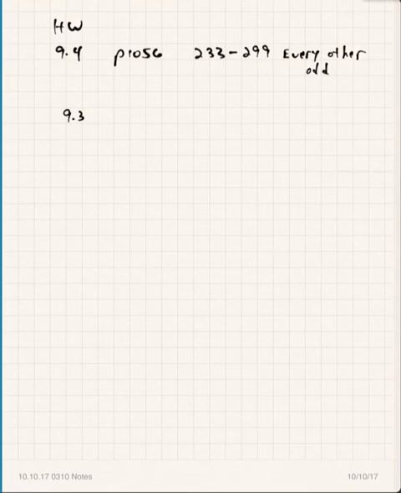This is on page 1043. I would recommend 145 through 187. Again, every other odd would be okay there. That's adding radicals and subtracting radicals.